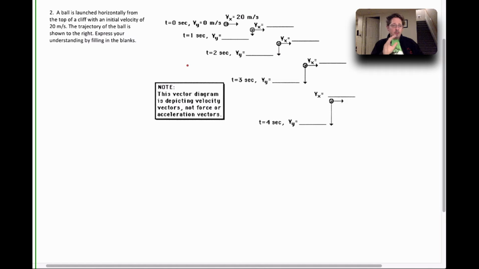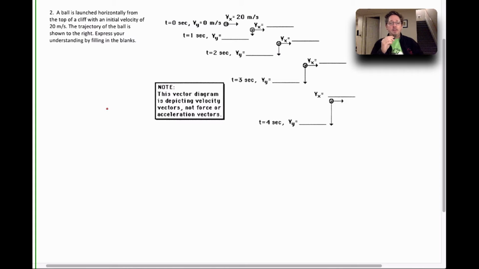So I'll show you what we're talking about here. This problem here often causes a lot of questions. Students get a little bit confused about it, but it's a really good one to work with. So number 2, it says a ball is launched horizontally from the top of a cliff with an initial velocity of 20 meters per second. The trajectory of the ball is shown at the right. Express your understanding by filling in the blanks.